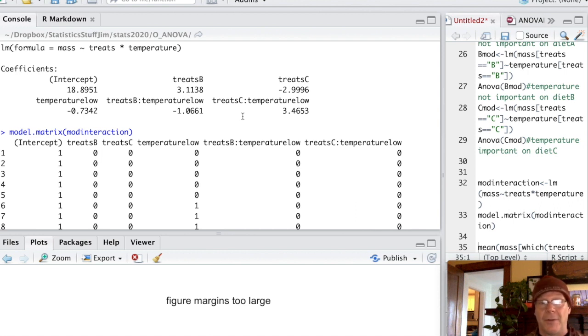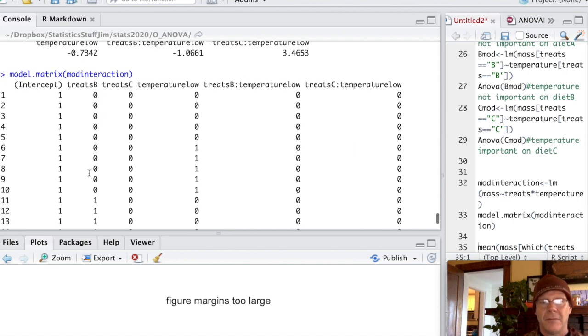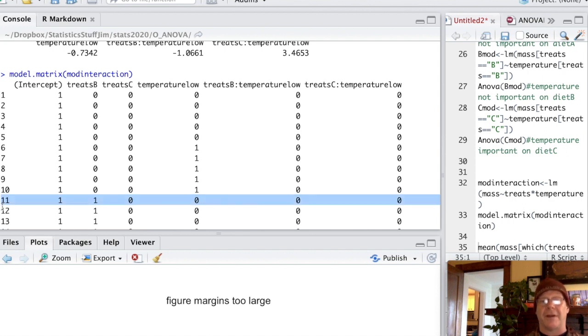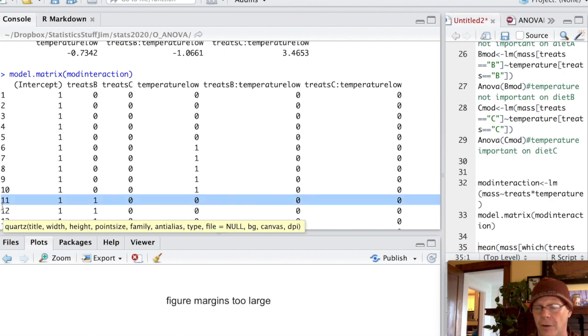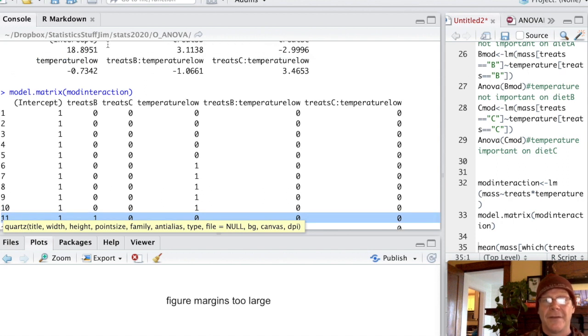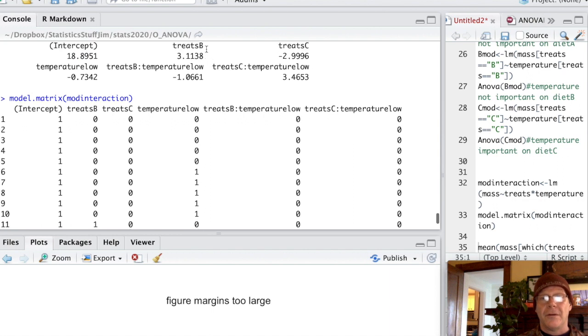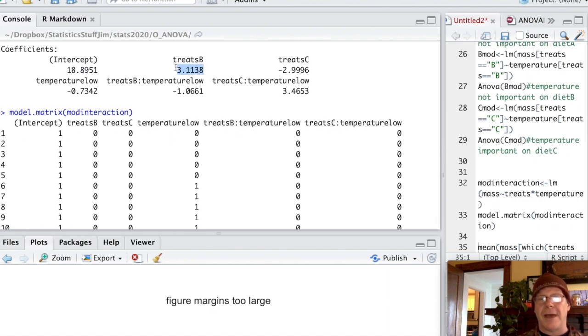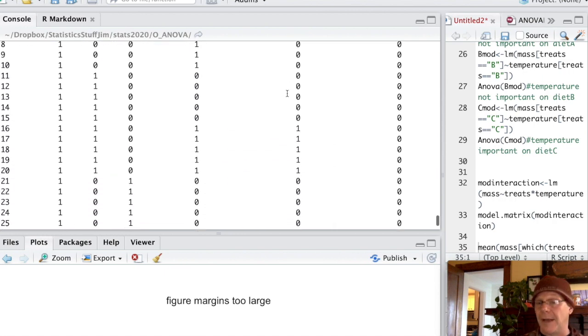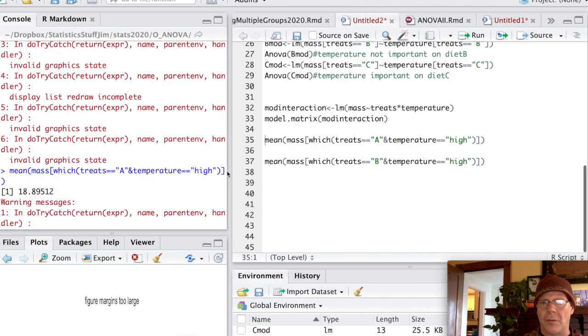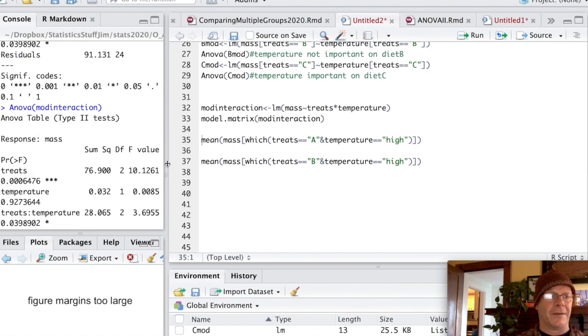If you, for example, are in treatment B, well, this is where the one with treatment B starts. So that is the dummy coding for the treatment where you are on treatment B and you are at a high temperature. That is going to include this 18.8951 plus 3.1138 plus all the others, but all the others are going to be multiplied by 0. And so that is all that we're doing when we're doing the dummy coding.